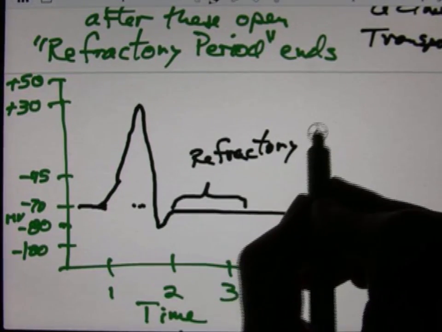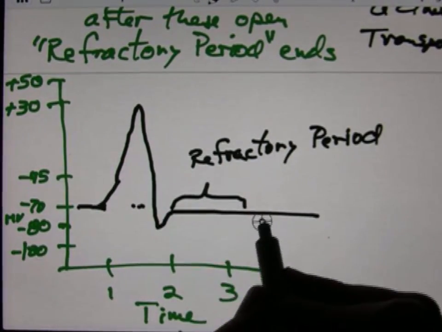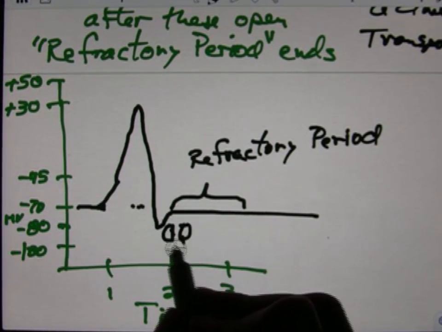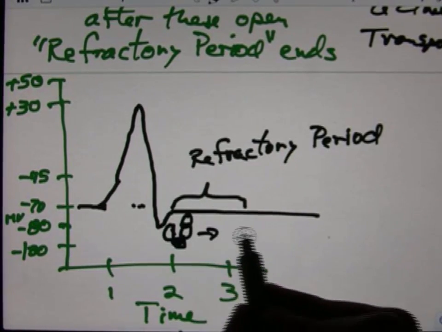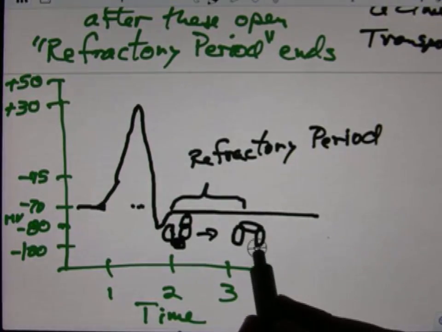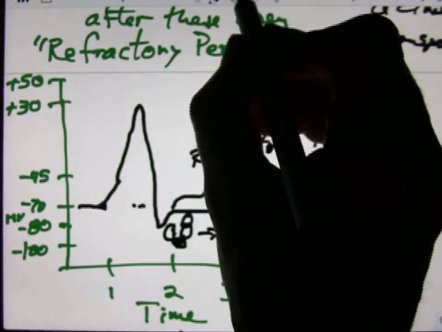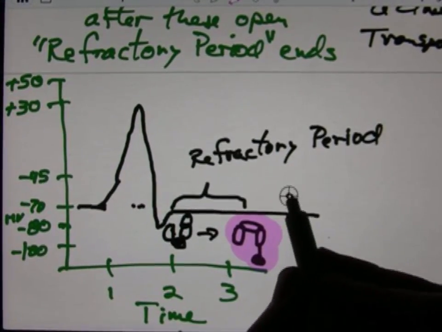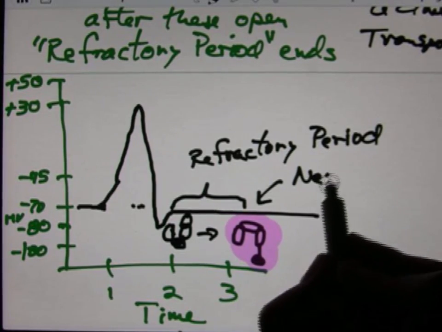in which you can't get another action potential. At this point, we have voltage-gated sodium channels with their inactivation gates closed. Their activation gates are open. Over here, they're now with their activation gates closed and their inactivation gates open. So at this point, finally, we'd be ready for a new action potential. So a new action potential is possible.